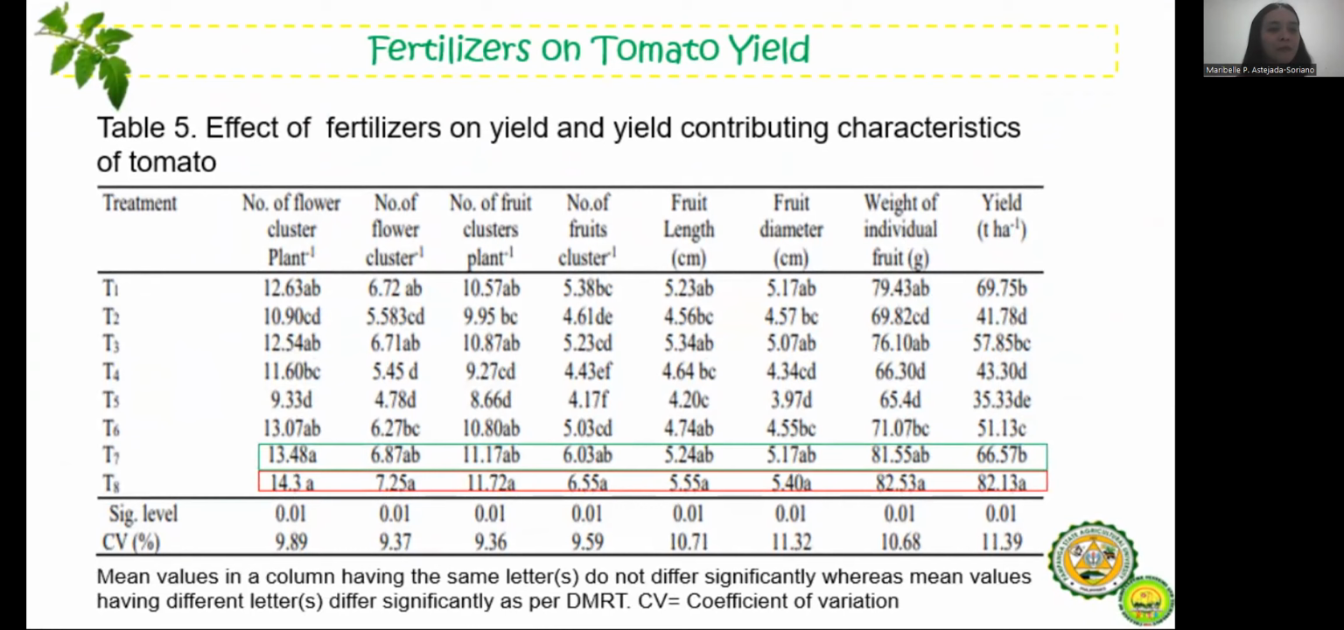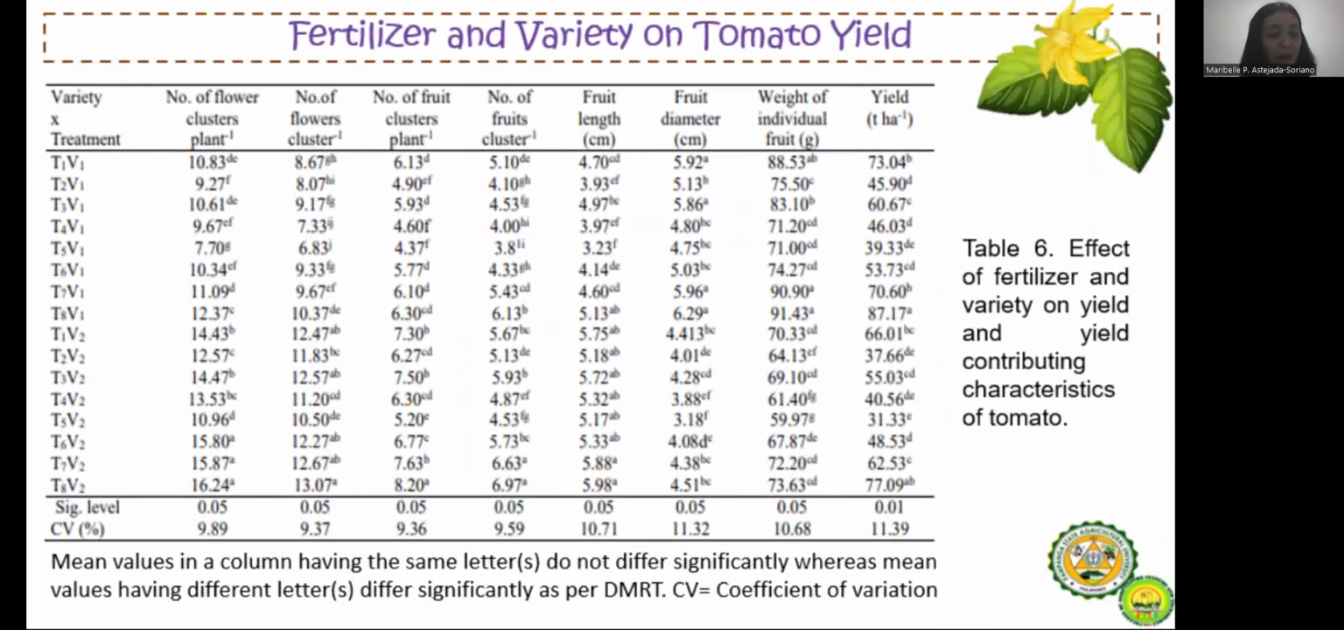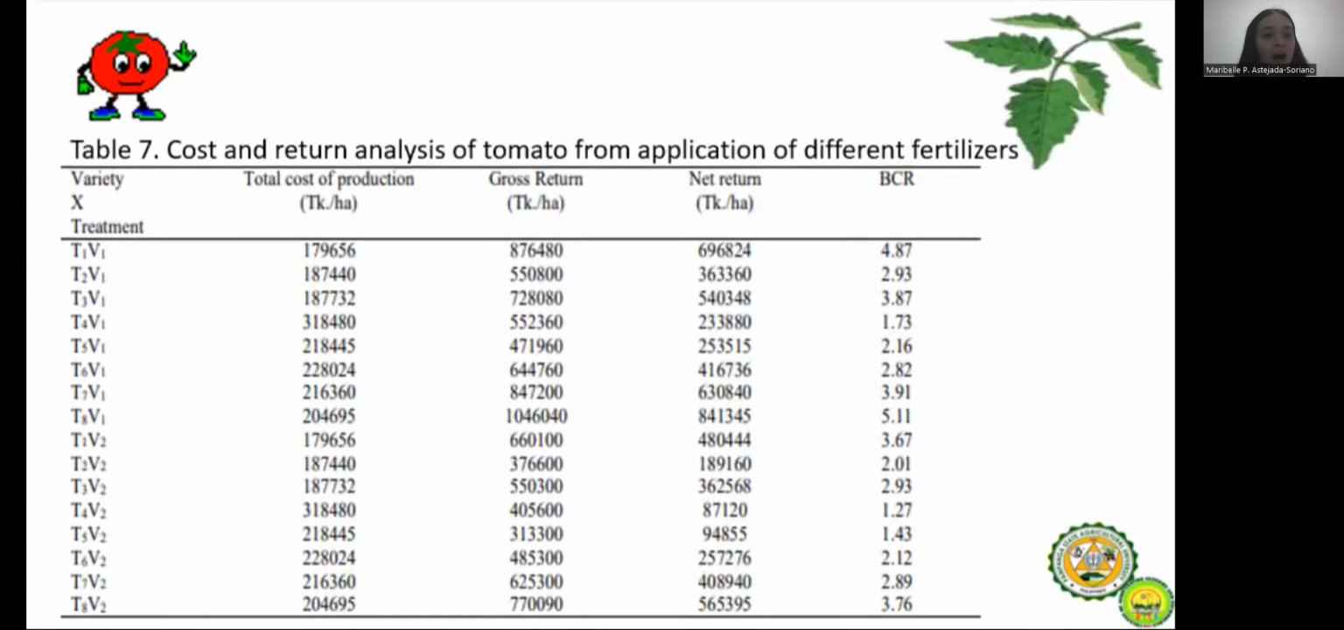So for the table 5, we have the effect of fertilizer and yield components. So makikita natin the treatment 8 get the highest yield and yield contributing of different factors, no, than the Barry Tomato 14. So for table 6, we have the effect of fertilizer and variety. So makikita pa rin po natin talagang mataas yung treatment 8 with 60% organic manure plus the 40% RFD.